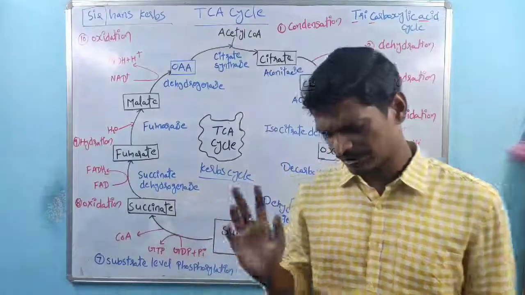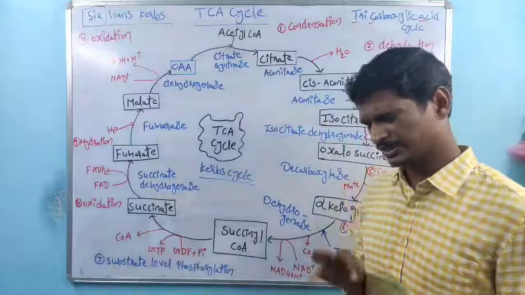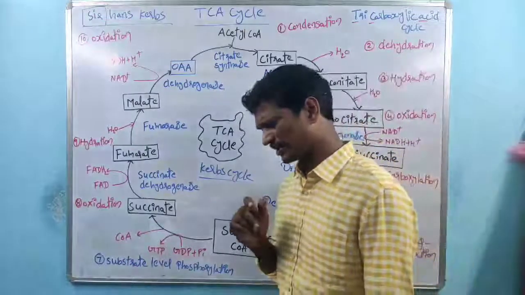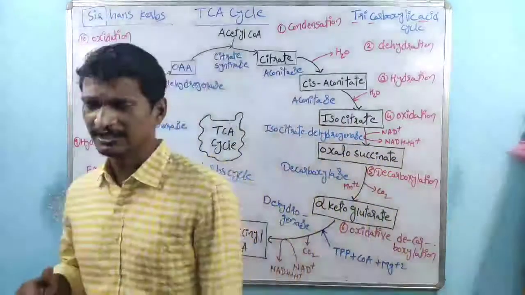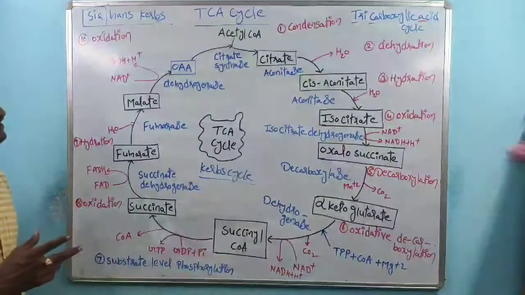Those high energy compounds interact with the electron transport chain and produce ATP. So the concept is that cellular respiration is majorly done in three stages. One is glycolysis, the next one is the TCA cycle, and the last one is the electron transport chain. Now we are discussing the TCA cycle.